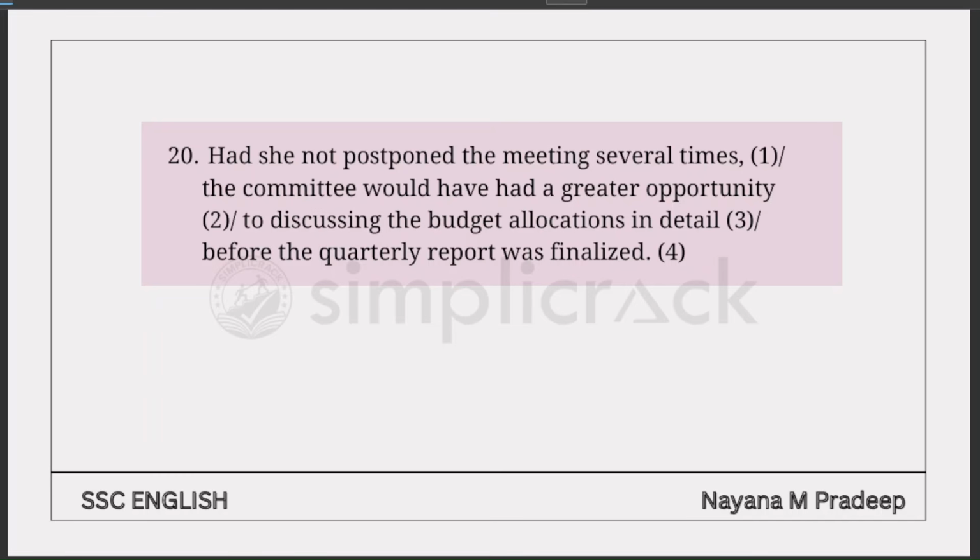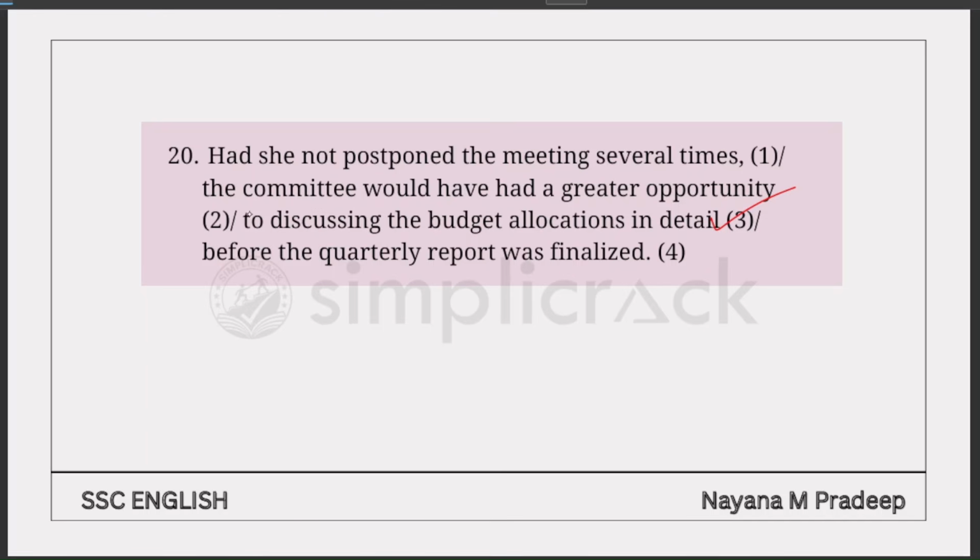Next question. Had she not postponed the meeting several times, the committee would have had a greater opportunity to discussing the budget allocations in detail before the quarterly report was finalized. Do you know what is the error here? The error is in part 3. What is the error?